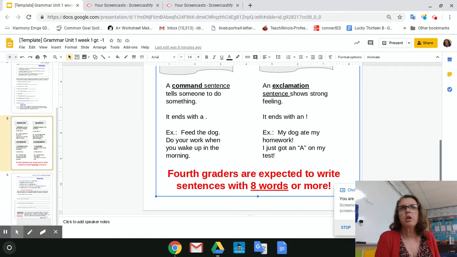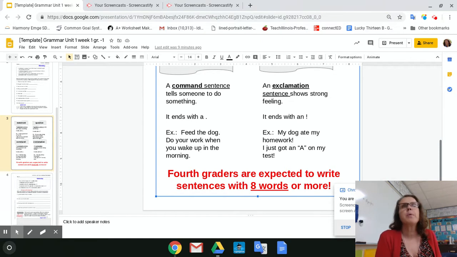Think about it. Could you describe your dog? Could you tell us more about what you like to do with your dog? You could say something like, I have a big dog that likes to play fetch. It gives us a lot more information about your pet. So please remember when you are writing sentences to answer some questions in your sentence.